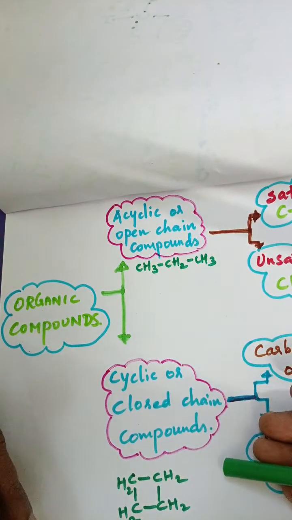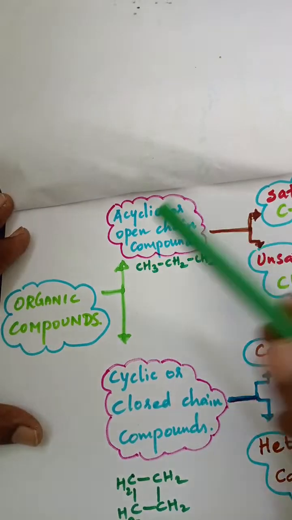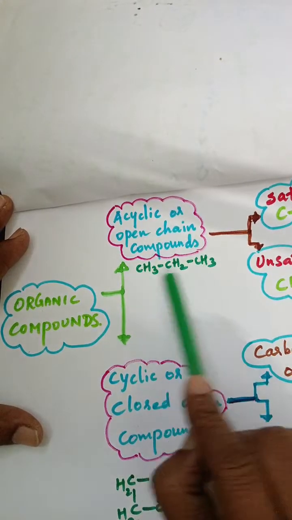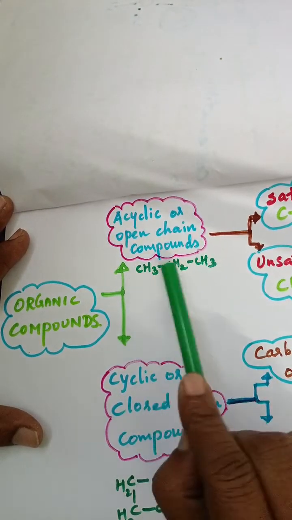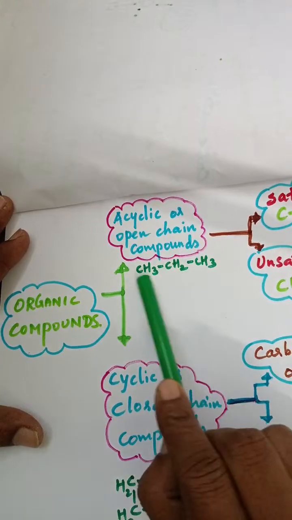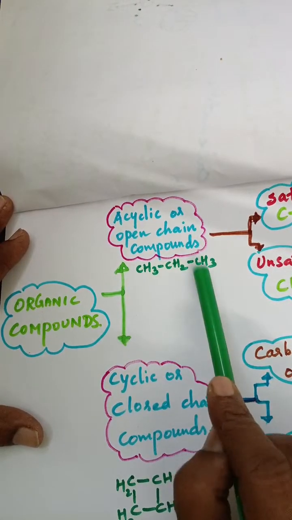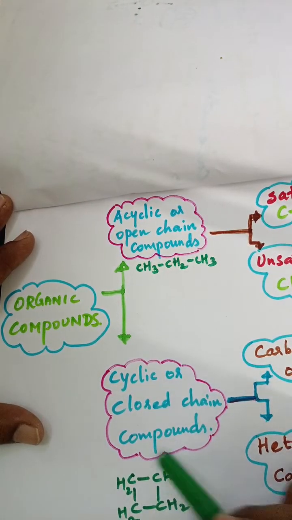How are these organic compounds classified? Either they are open chain like this. If you look at this, it has 1, 2, 3 carbons. It is a C3 carbon compound, and if you see, this one is a 4.